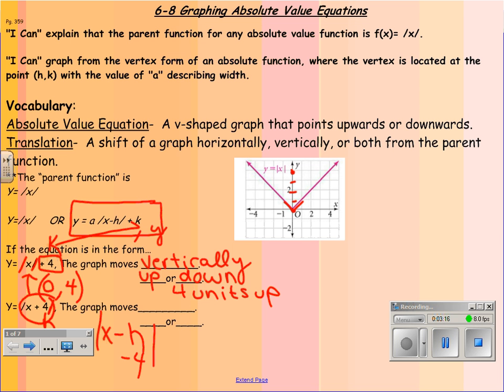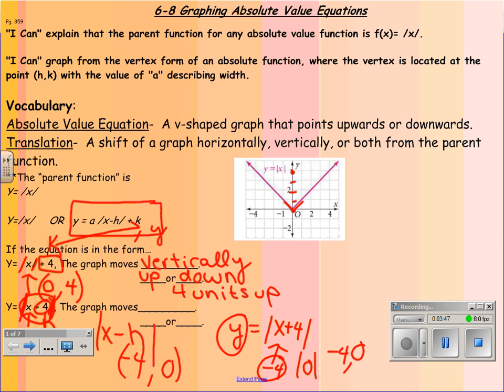What I always think of is within the absolute value, what would I have to substitute in for x to make that value 0? So the opposite of a positive 4 is going to be a negative 4. So then our point would be (negative 4, 0). If I were to substitute in negative 4 here, then I would have negative 4 plus 4, or the absolute value of 0. So my input is negative 4, and my output, or y, would be 0.